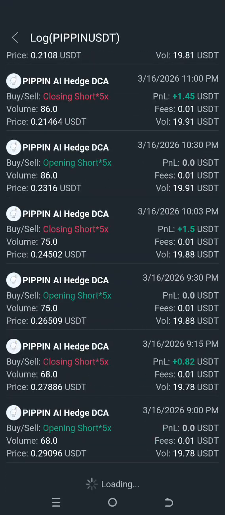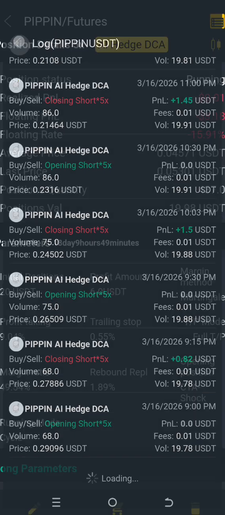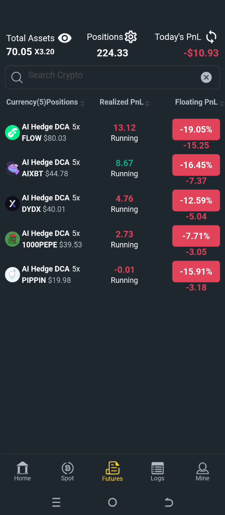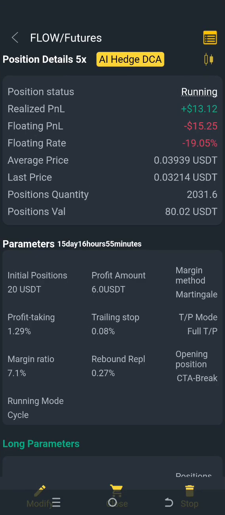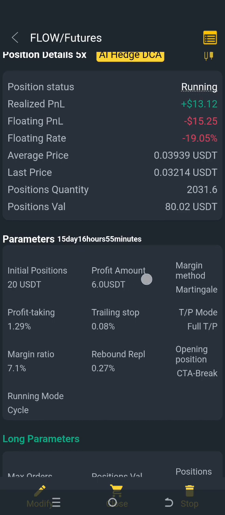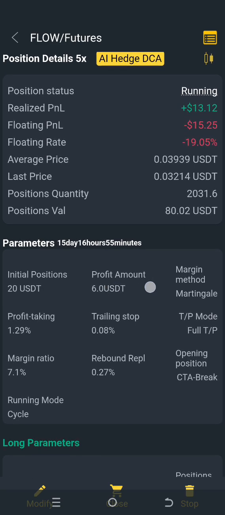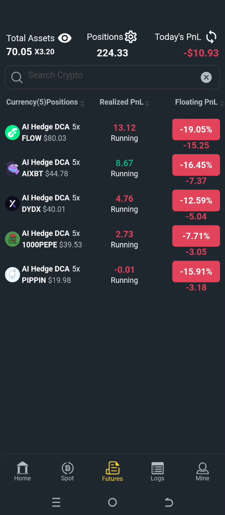So for it to go and sell on loss, it means it is now having the profit that you have set in profit amount, even if it sells on loss. If you've set, for example, let me show you with another coin like this coin, or we can use even flow. So you can see even here I have set it to $6, as you can see in profit amount, but it has not sold because this coin is still in loss. So this one did not sell because it is still on loss.